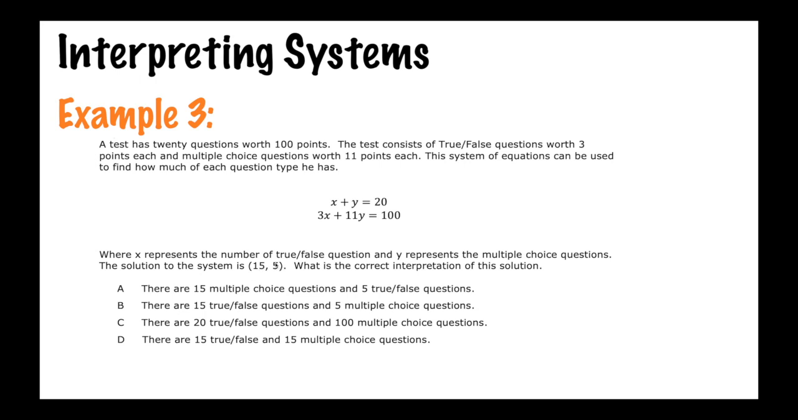Well, we know in an ordered pair that this should be written as X, Y. So our X value, which is the true-false question, is 15. So that's making me think that there are 15 true-false questions. So far I'm thinking that it's B or it's D. And then our other part is 5, and 5 is talking about the multiple choice questions. So between B and D, it is going to have to be B.